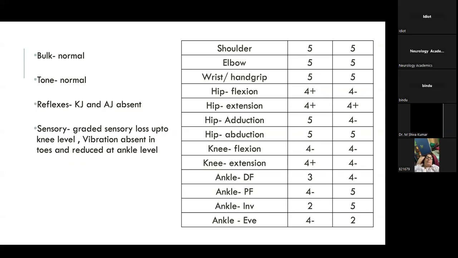So on examination, upper limb is normal. In the lower limb, there is bilateral hip flexion and extension weakness. And there is adduction weakness more than abduction. Both knee flexion and extension are weak bilaterally, and dorsiflexion, plantar flexion, all muscle groups are involved bilaterally. Symmetrical.